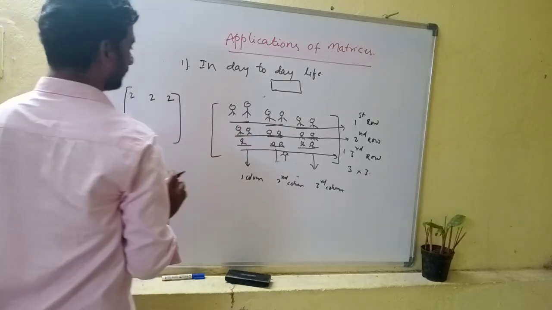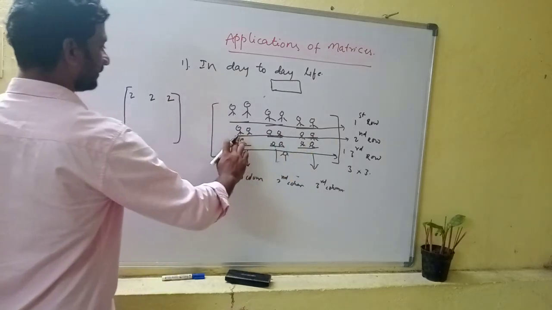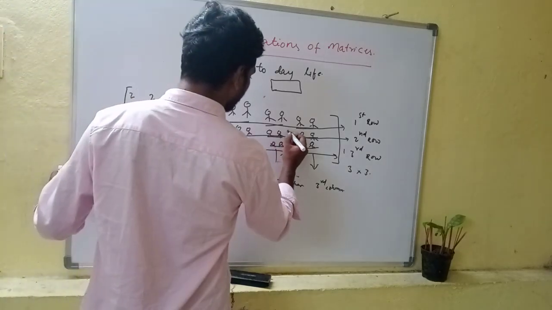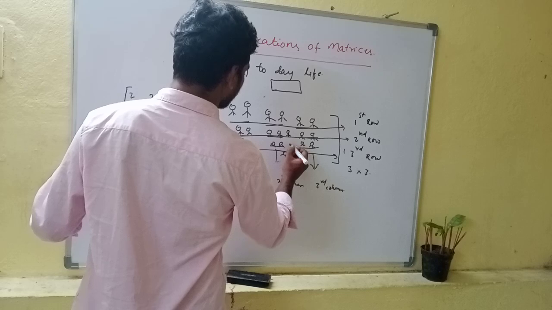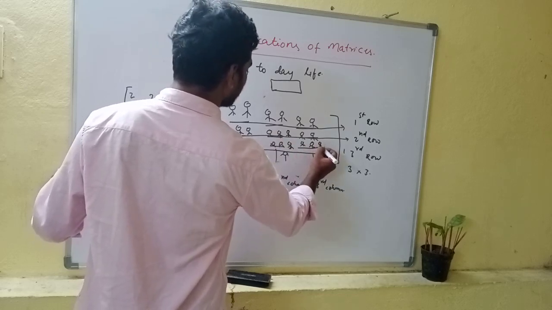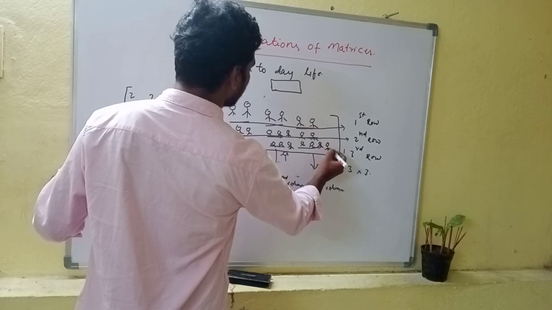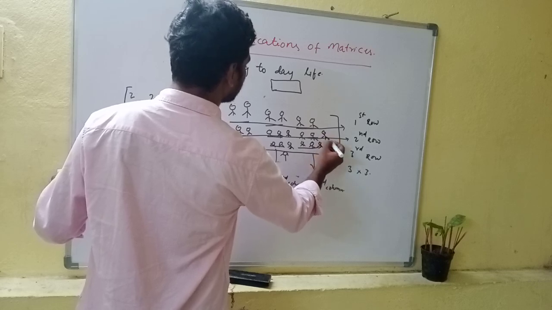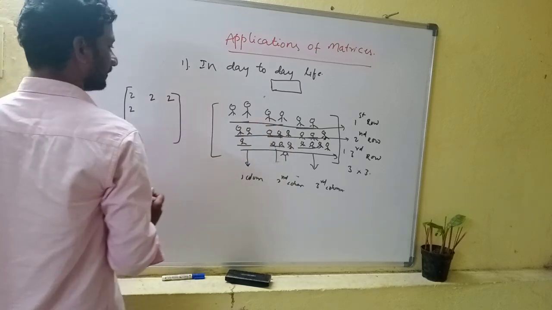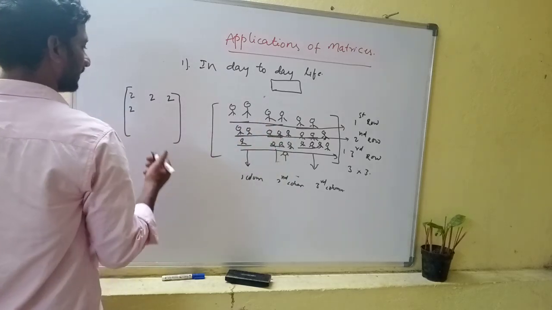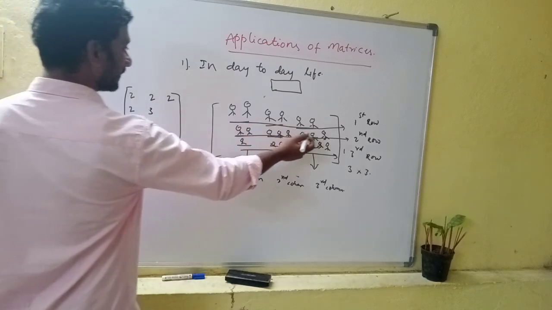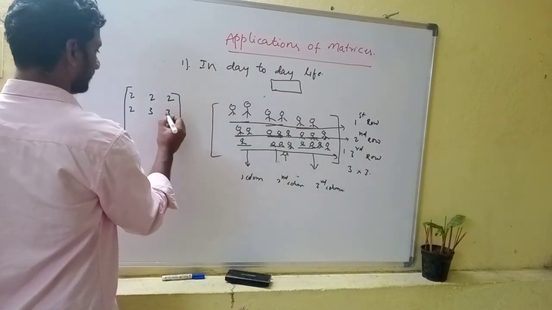Now come to the second row. In the second row, in the first column, how many seats are there? 2 seats are there. Here, again, I am introducing another seat here. I am introducing another seat here. I am introducing 2 seats here. So in the second row, second column, 3 seats. Second row, third column, 3 seats.